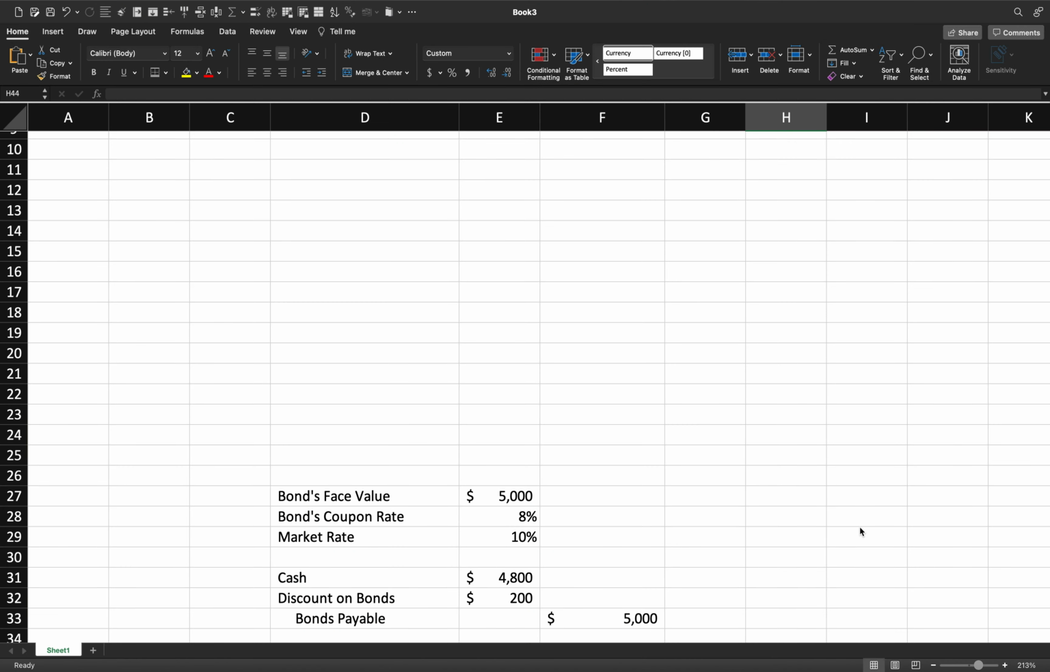Thus, our journal entry looks like this. We have accepted cash, a bit less than what we plan to pay back or need to pay back, yet we need to record it properly in a journal entry format into our accounting system.